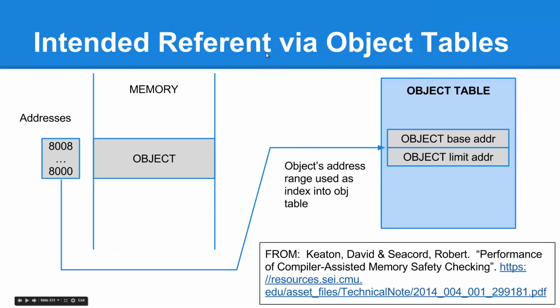So the way intended referent validation via object tables works is that whenever an object goes through its constructor or destructor, the object table is updated with the base address for that object and the limit, in other words, the end of its footprint in memory, is all registered in the object table, and the object's address range is used as an index into the object. So any pointers that point to this range are then having their values used as the lookup key for this table to validate the intended referent. So when they are deconstructed, they are freed.